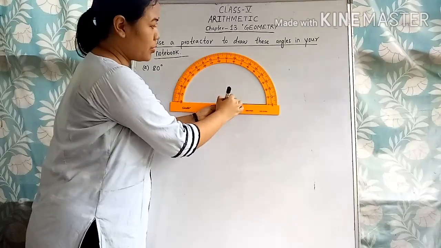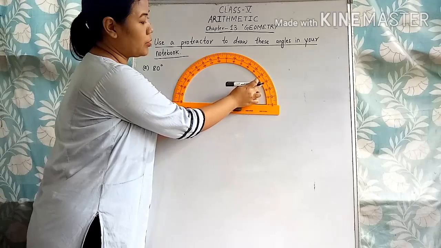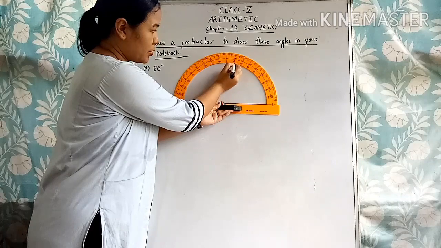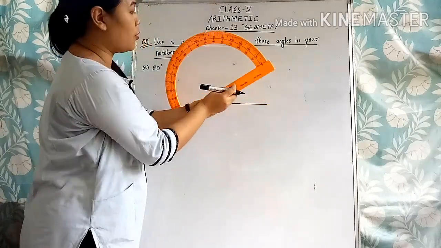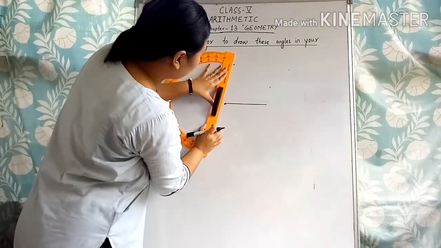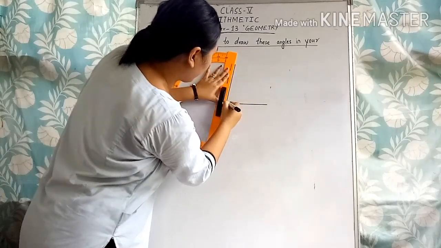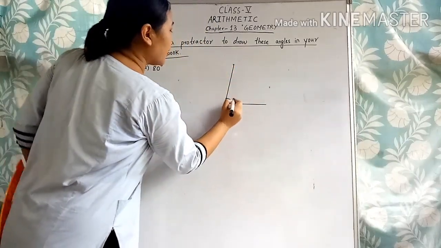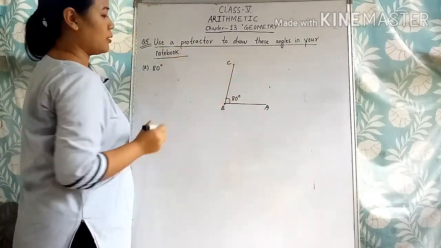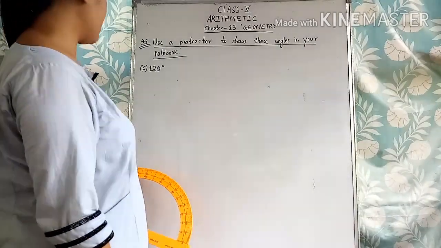So from here we will see 80 degree. 0, 10, 20, 30, 40, 50, 60, 70, 80. So this is 80. Can you see? Now you join this line from this point to this point. So this is 80 degree. So the angle is 80 degree.